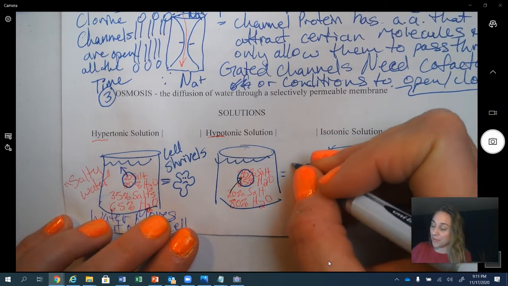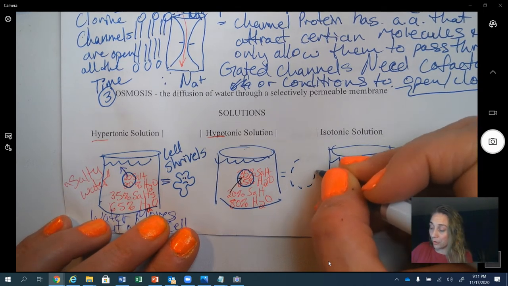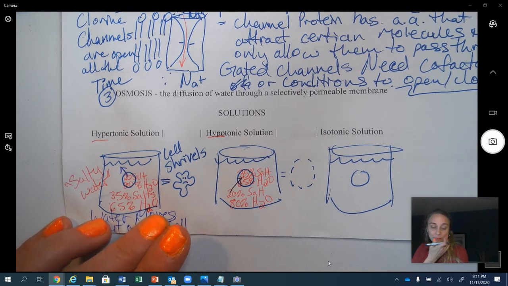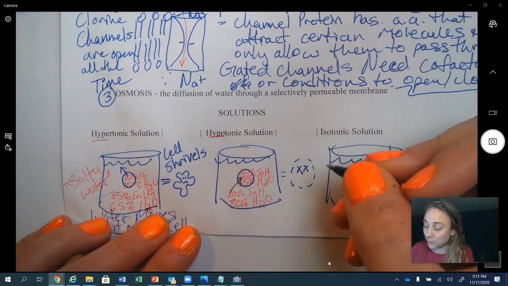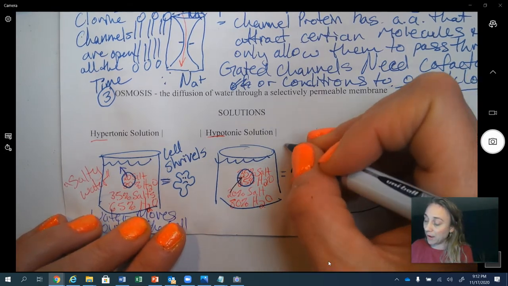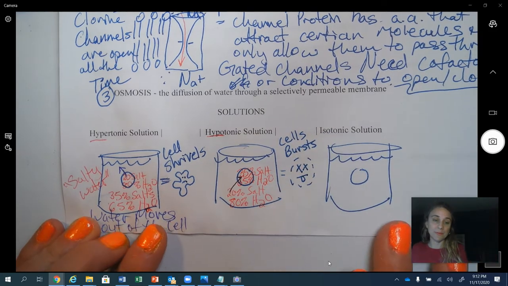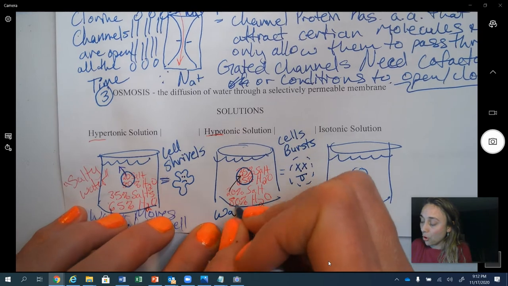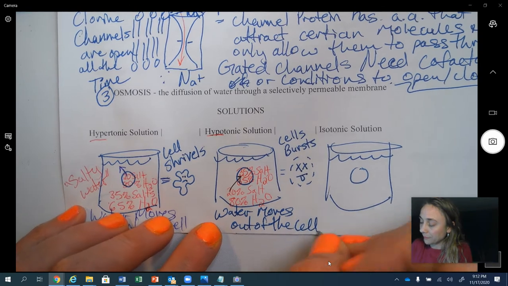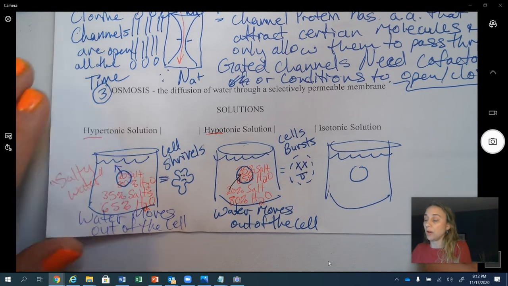So the result is that the cell is going to swell. And if the cell is salty enough, or if the water is hypotonic enough, the cell is going to burst. That cell membrane cannot stay together. And the cell dies because it ceases to be a cell. The cell has to be able to stay together. So the cell bursts, that's bad, and dies. So again, hypertonic solution, water moves out of the cell.